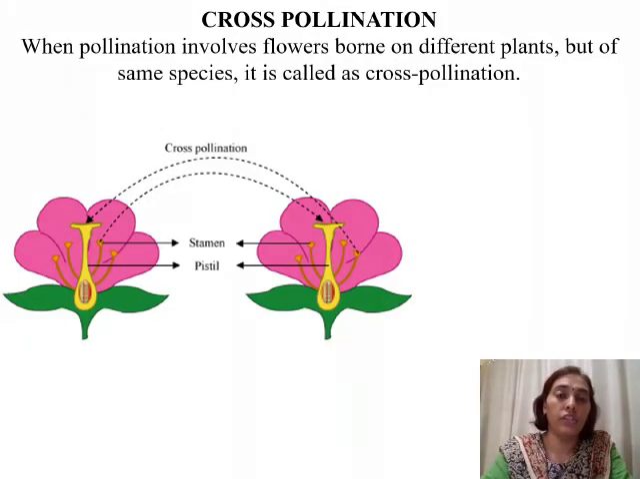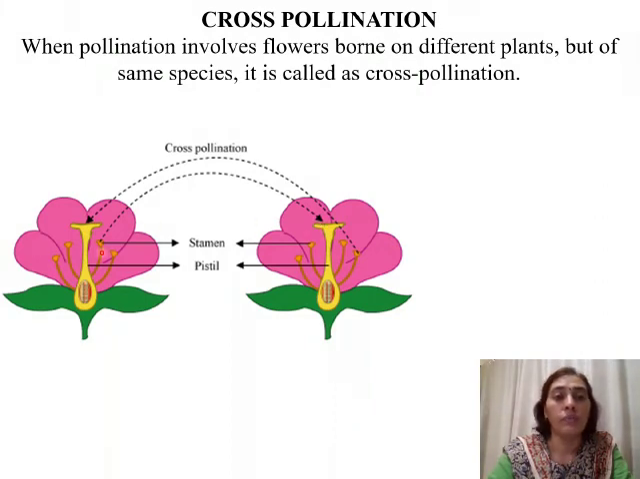The second way in which pollination is brought about is cross-pollination. When pollination involves flowers borne on different plants but of same species, it is called as cross-pollination. So if we assume that these two flowers are present on two different plants but they are of the same species, now if the pollen grains from the anther are getting transferred to the stigma of another flower on another plant, then it will be called as cross-pollination.